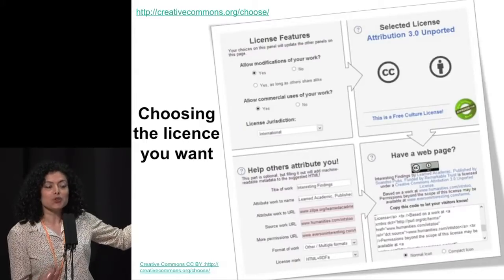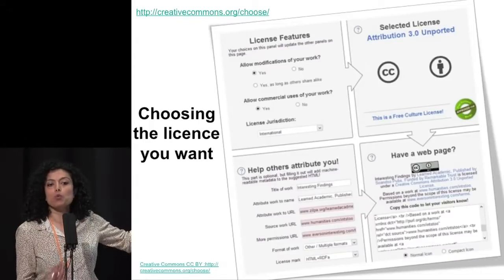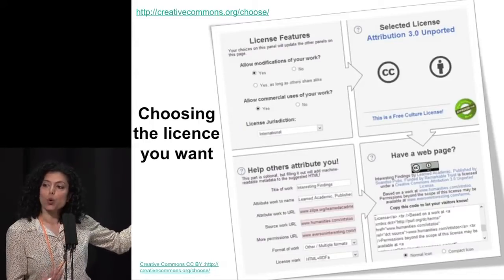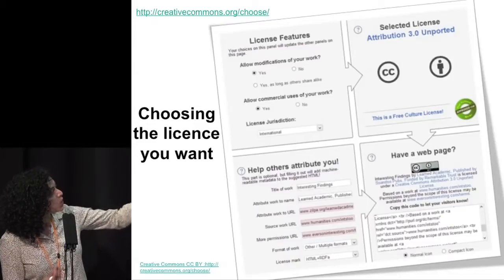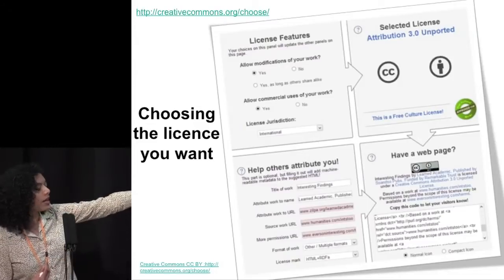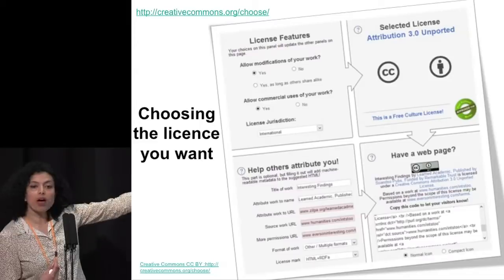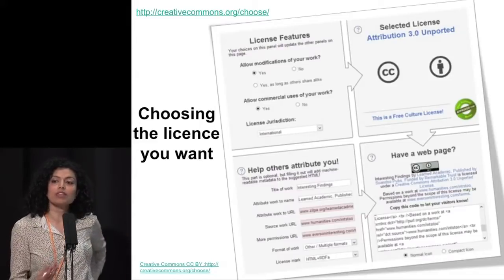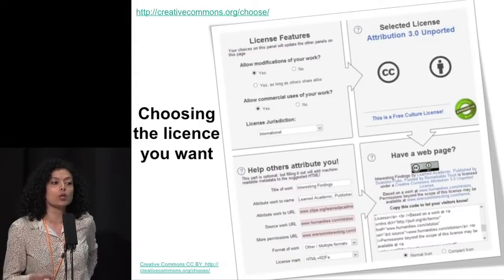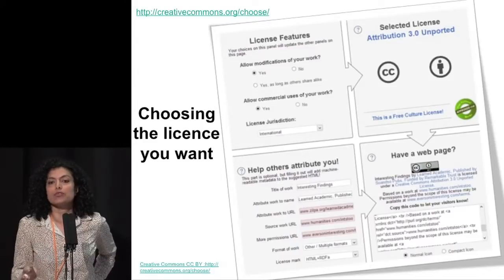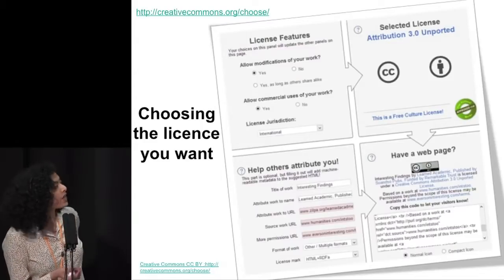And again, going back to what I said just a couple of minutes ago, it's about what you want to permit, what your choices are in order to get the license. And at the bottom left-hand corner there, help others to attribute you. Well, this is the bit that you do need to pay attention to, I think. A lot of people forgo that bit, thinking, I don't really need to bother with that. But that is really important.